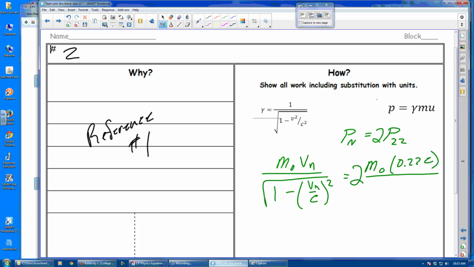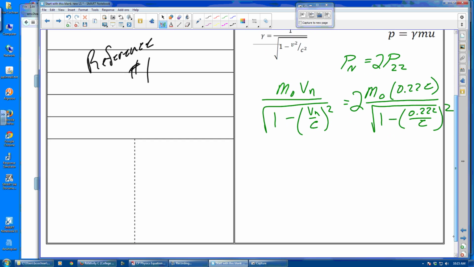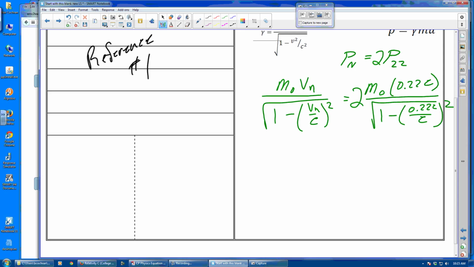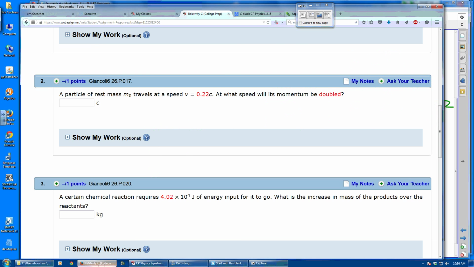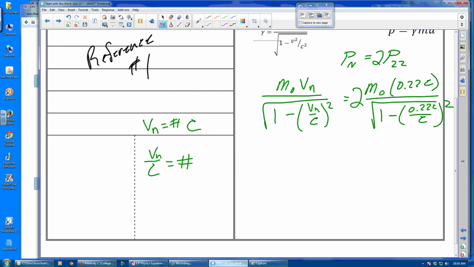Same on the other side, except I have this 2 in front of it. And of course, I know what the velocity is. And really what I want to end up solving for is Vn over C. So remember, Vn equals some number times C. If I find Vn over C, then I get this number, and that number is what WebAssign's asking for, right? They want Vn in terms of C.